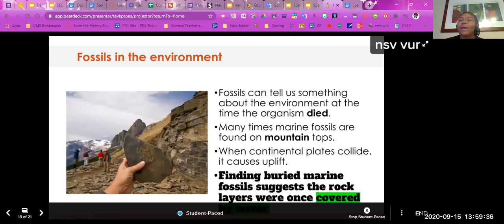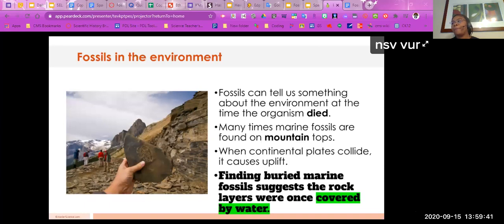All right, so now we're going to talk about the environment and how fossils work with that. With fossils in our environment, we know that they would have had to have been in the area if you find a fossil in the area. So there are a lot of mountaintops where they are finding aquatic animals. That leads you to believe either one of two things.